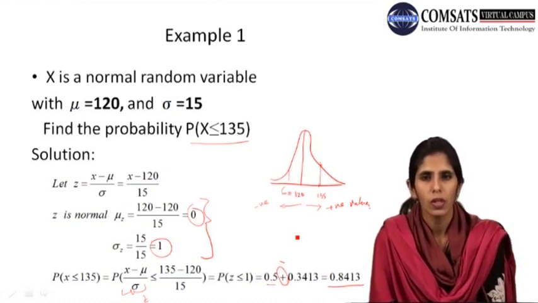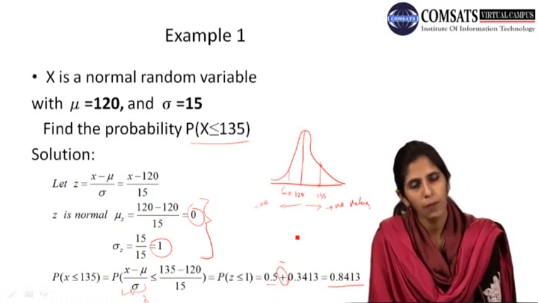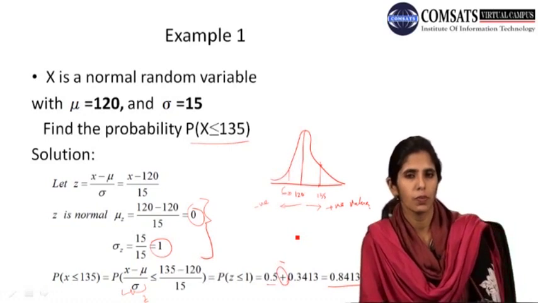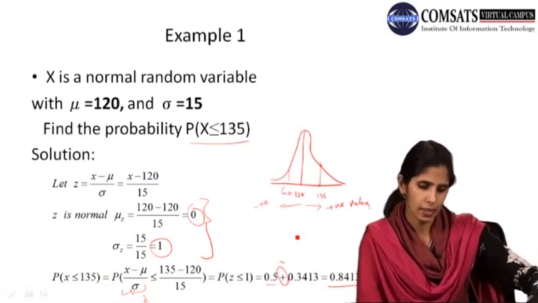And if we want to know the probability of any value which is less than mean, then we will be interested in the negative sign, or we will be deducting that point from the normal curve and analyzing the results.